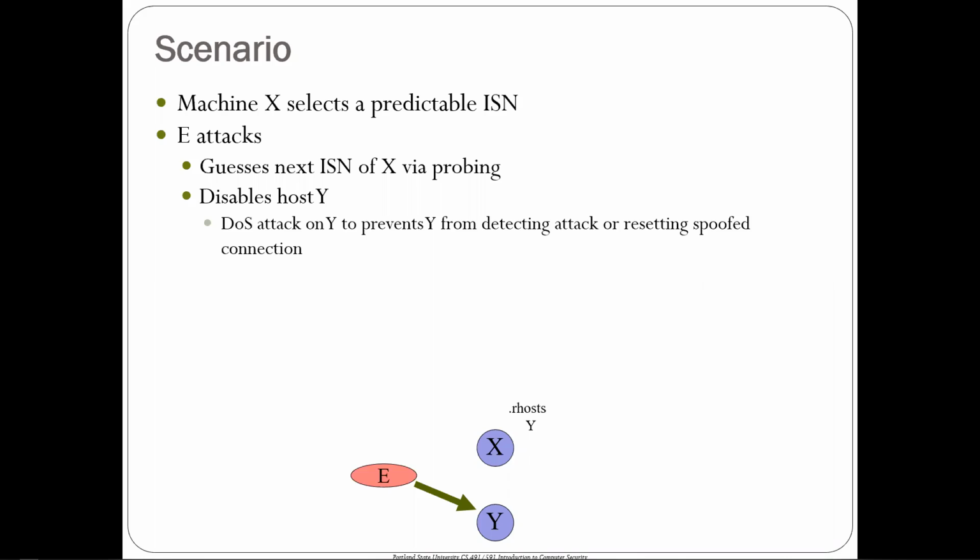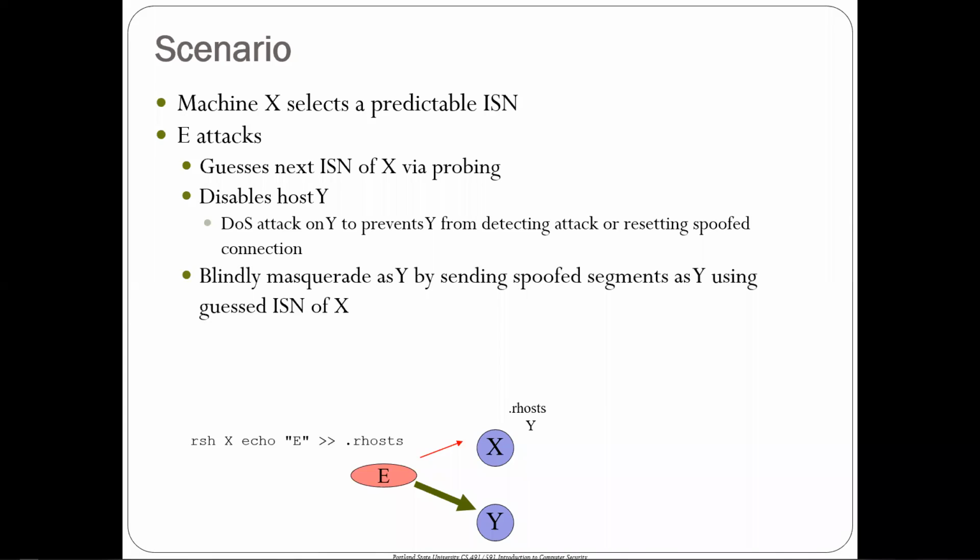So I need to make sure that Y doesn't tamper with my pretense, I guess is what I should say here. And so I'm going to just disable Y by sending a massive packet stream at Y, blow Y off the internet. And then I'm going to blindly masquerade as Y by sending spoofed segments pretending to be part of a connection. Now, because all of this stuff is predictable, it can pretend to legitimately be Y by rewriting the source IP addresses to Y, and then trick X into thinking this is a legitimate connection from Y. And then I can just send this command as a payload. I'm going to do an RSH to this machine X, pretending to be Y, and then I'm going to echo E at the end of .rhost.